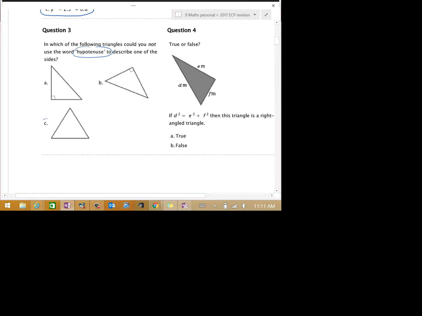C doesn't have a hypotenuse because we need a right angle. So this here is a hypotenuse. This is a hypotenuse. Well, it looks like an equilateral triangle, a triangle of equal sides, but we don't have a hypotenuse. The only way we could have a hypotenuse is if we were to cut this triangle in half. That would be a right angle, and then that would be a hypotenuse. But that's not the situation. We do not have a right angle.